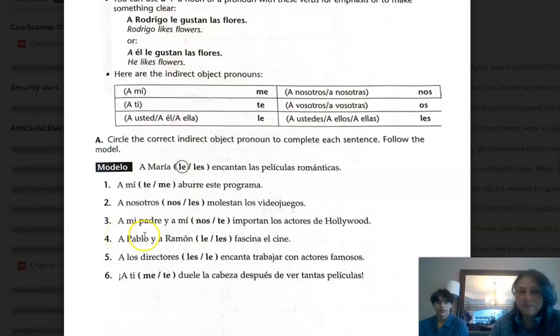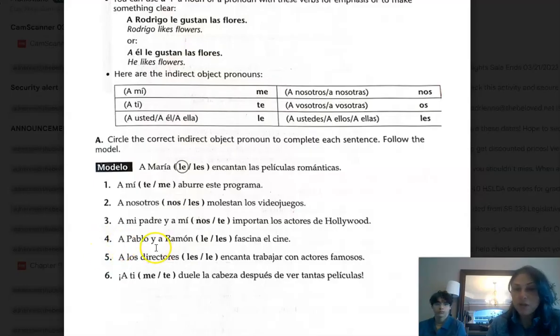A mi padre y a mí nos importan los actores de Hollywood. Good. It's nos because it is plural. It's a mi padre y a mí. So you got that y a mí, but it's plural, so I have to go over here on this side, and it's nos. Translate. To my father and me, it is important the actors in Hollywood. Yeah, the actors in Hollywood are important to my father and myself.